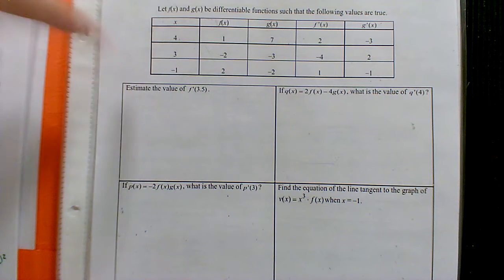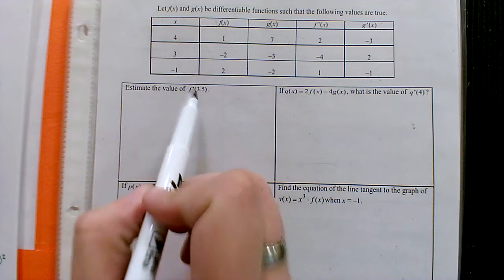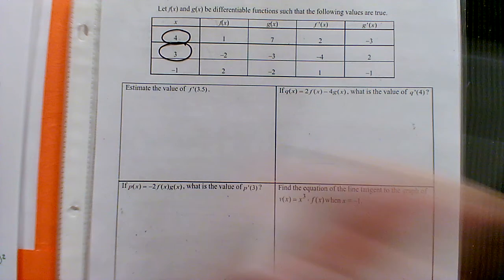All right, so take a look at the first one. Estimate the value of f prime, the derivative, at the x location of 3.5. We're trying to figure out the slope of the tangent line at 3.5. How might you guys want to estimate the value of the derivative at 3.5? We might not be able to find it exactly. What do you think, Braden? Just in between the values of 4 and 3. 4 and 3. Okay, so 3.5 is in between these x values.